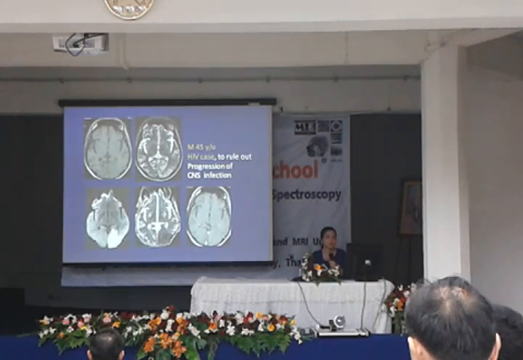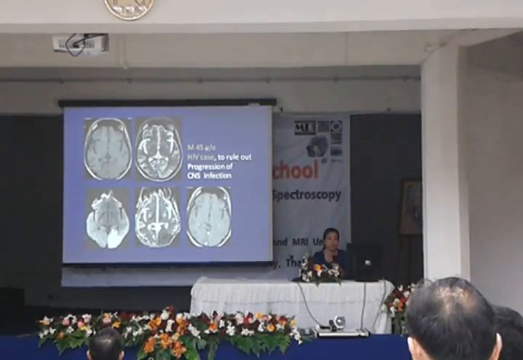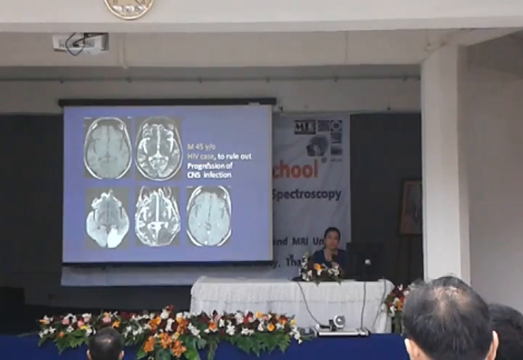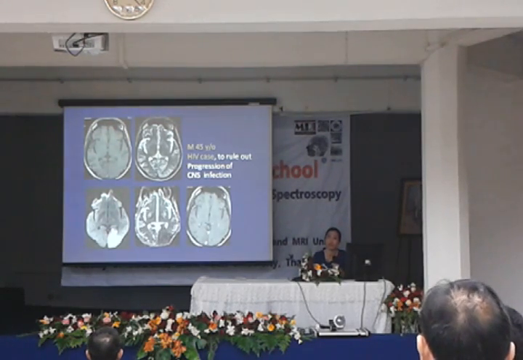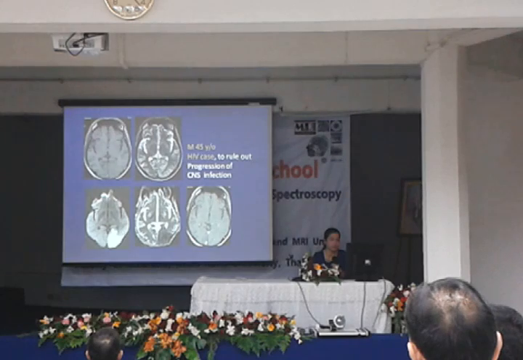For example, in this case, a 45-year-old HIV patient with progression of the disease, even clinicians are used to thinking of infection until proven otherwise in HIV cases. But when we look at the diffusion imaging in this case, we saw focal restricted diffusion at the posterior part on the left side. That's consistent with an acute infarction. It's not infection.